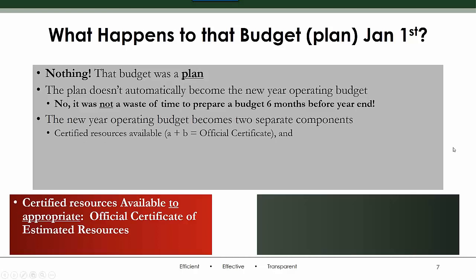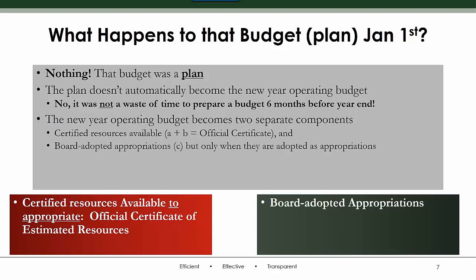The new year operating budget, as we come around to the new year, becomes two separate components. It's no longer one document that was filed with the county, the budget. It now is two pieces: the certified resources available to appropriate, starting with your official certificate, and board-adopted appropriations, but only when they're adopted as appropriations. So the actual budget you filed doesn't contain board-adopted appropriations. It's a board-adopted plan for expenditures next year.